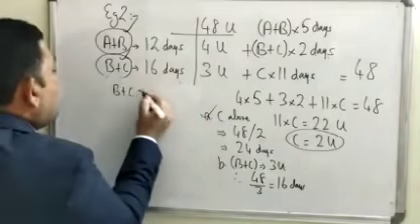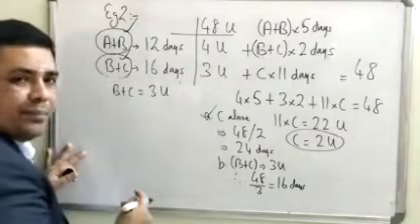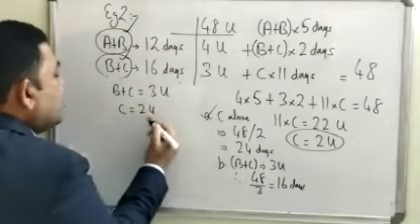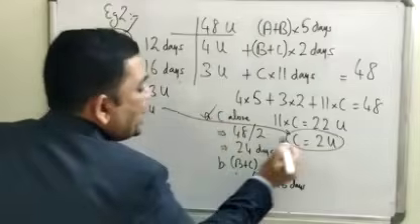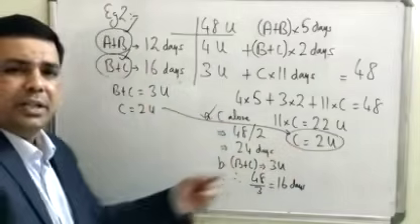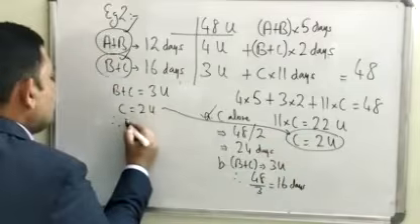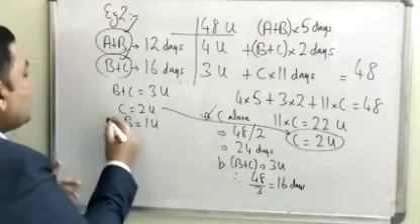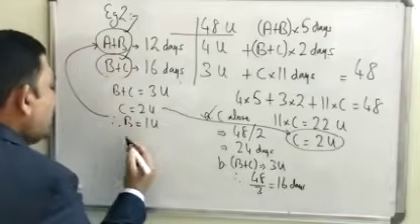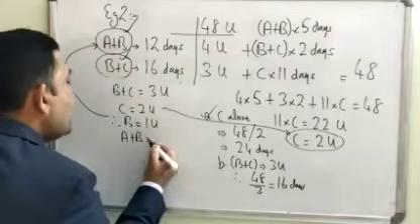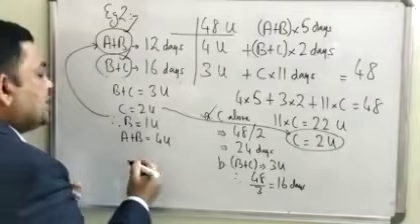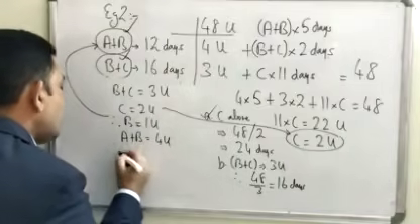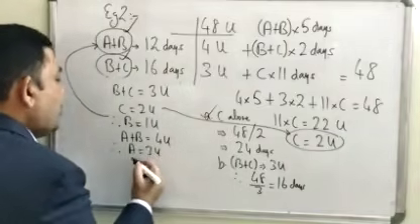How? B plus C is 3 units. What is C? C is 2 units. From where am I getting this? I have already solved this. So C is 2 units. So therefore B will be 1 unit. Now what we will do? We'll take it and plug it here. So what is A plus B? A plus B is 4 units. And what is B? B is 1 unit. So what is A? A is 3 units.